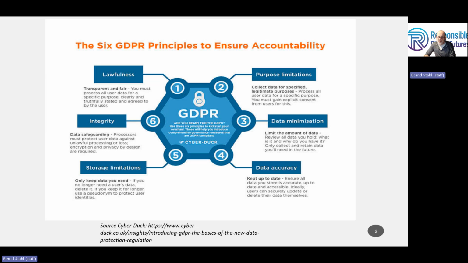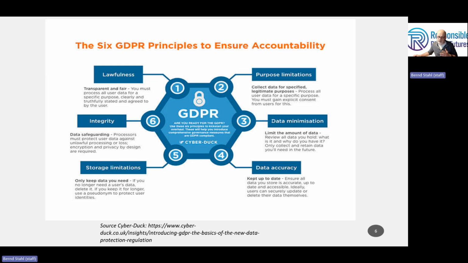So here are the 6 principles of the GDPR to ensure accountability, and you will recognize the fair information principles in those. So firstly, there's lawfulness. You have to make sure that the data is collected and processed in line with legal regulations, and you have to have a legal basis. There's the purpose limitation, same as I talked about earlier in the fair information principles. You can only use it for the purpose it was collected. There's the data minimization. You must not collect data beyond what you need.